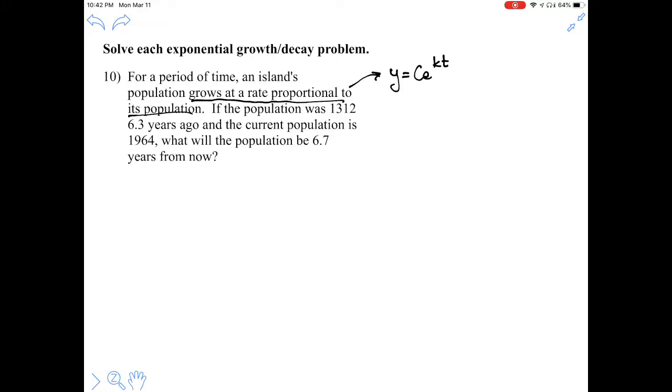So there was some discussion in class regarding this right here, the current population and this value of c. C is just an initial amount at time t equals 0. So I'm actually going to use this phrase 6.3 years ago and call that time t equals 0, which means this is actually our initial amount. So if I use 1,312 as the initial amount, then in 6.3 years, according to this, that amount is going to turn into 1,964.